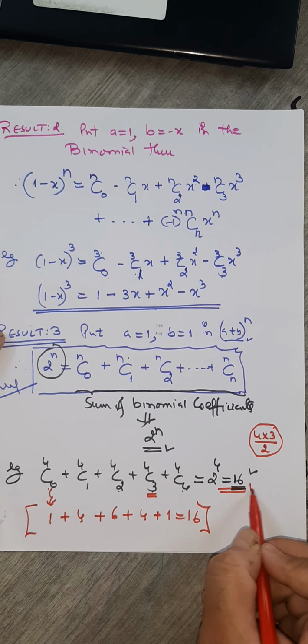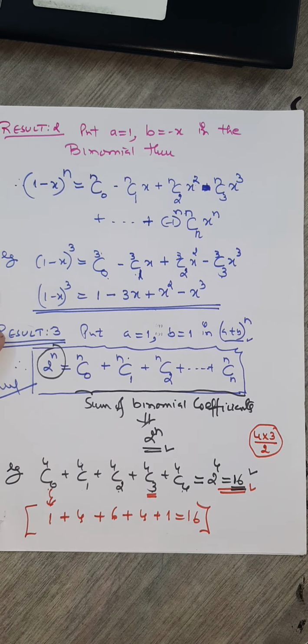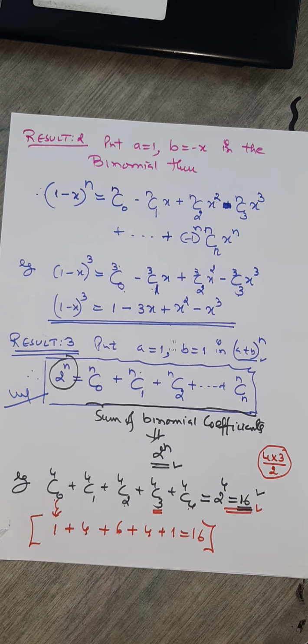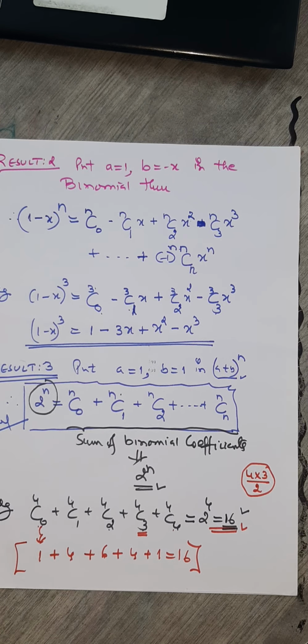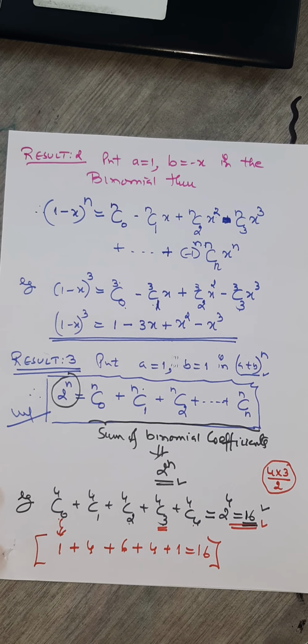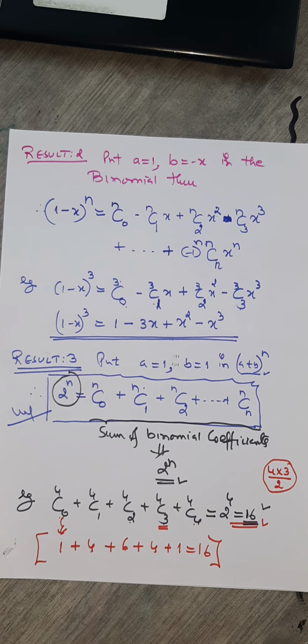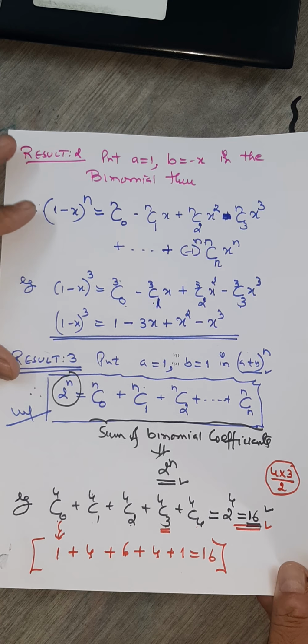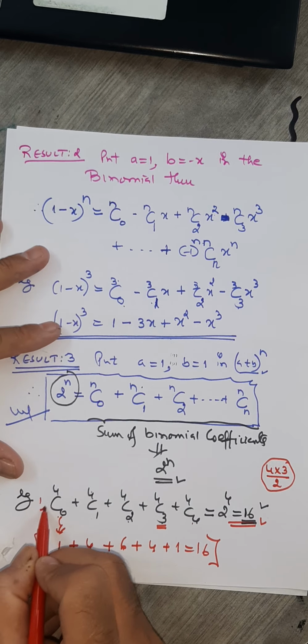Here you could do directly by this result. Sum of all binomial coefficients is always 2 raised to n. I repeat. Sum of all binomial coefficients is 2 raised to n, remember. If I ask you one more thing, this was the first example. Suppose I want to get this.